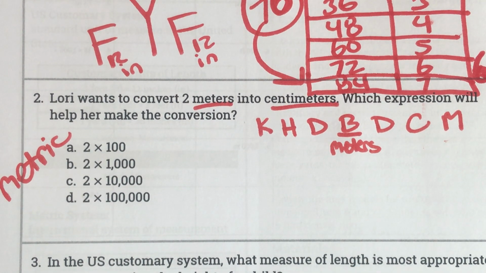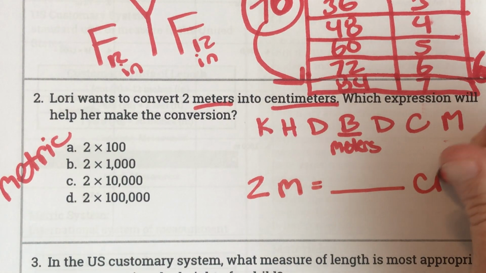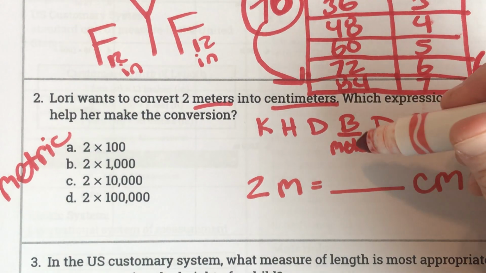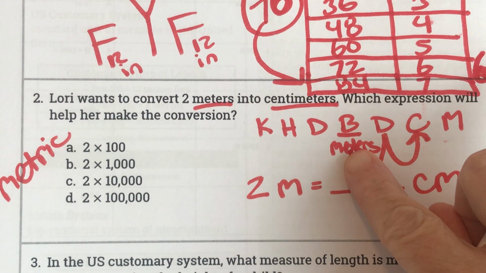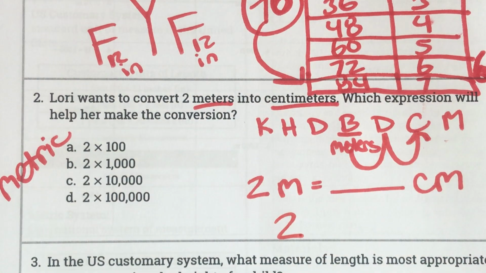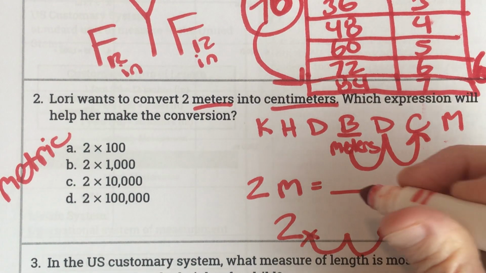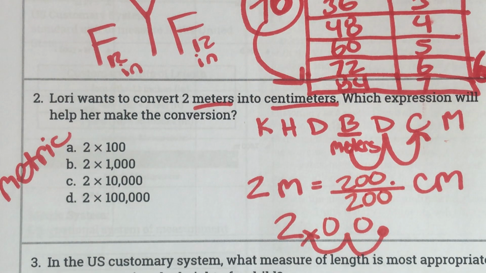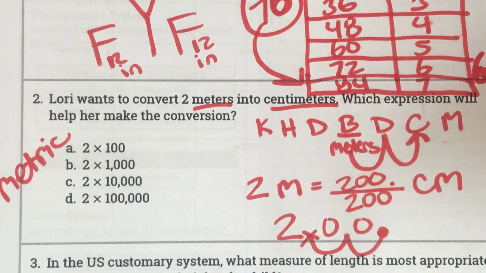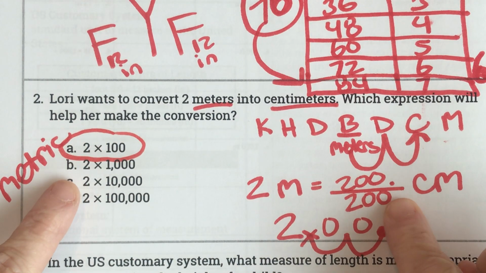Now we have to look at what they are asking us. They're going from 2 meters to centimeters. 2 meters equals how many centimeters? They're going to move 2 to the right to go from meters to centimeters. If I take my 2, and when there's no decimal, add it to the end, and move 2 to the right, I get 200 decimal, which is the same as 200. So 2 meters equals 200 centimeters. Which answer will get me 200? It should be A. 2 times 100 will get me 200.